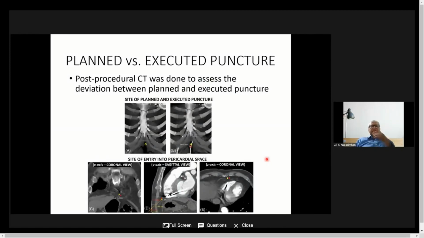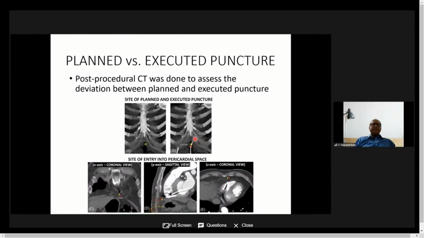In this study that we did, we validated that our angle of entry exactly mimicked what we wanted to do, and we were able to execute within about 1 to 2 millimeter error. But that was quite safe for the entry.